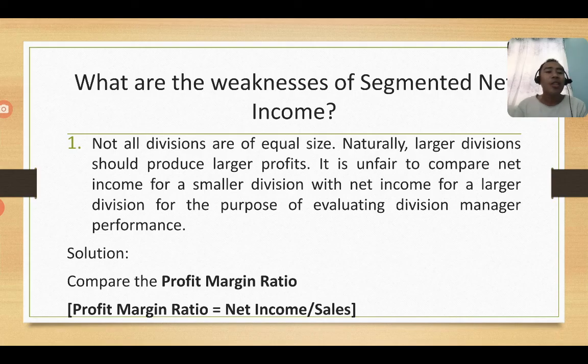One is that not all divisions are equal in size. Larger divisions should produce larger profits. To address this weakness, we would instead look into the profit margin ratio instead of looking merely at the net income. The profit margin ratio can be computed by dividing net income by the sales. So it's a percentage of net income against sales.